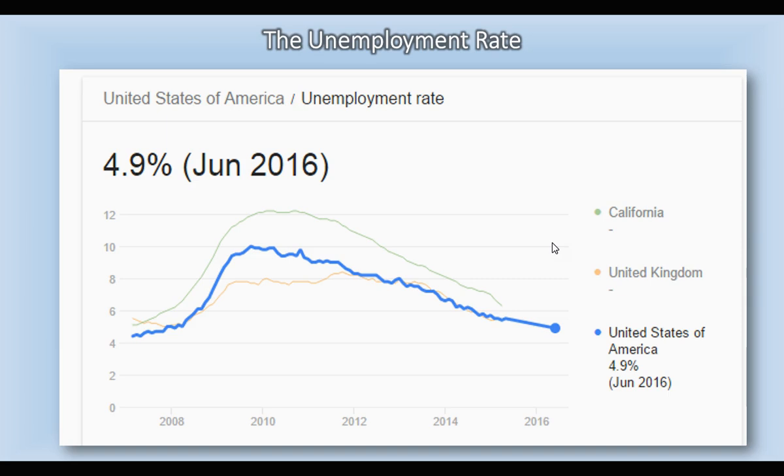This green line here represents the unemployment rate for California. The unemployment rate for California tends to be higher than the national average.